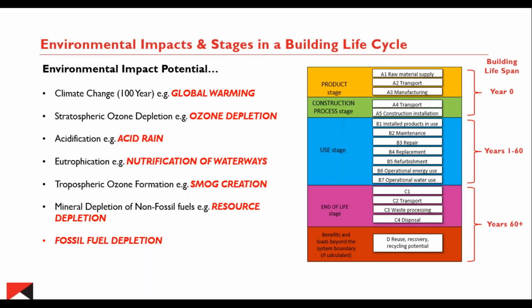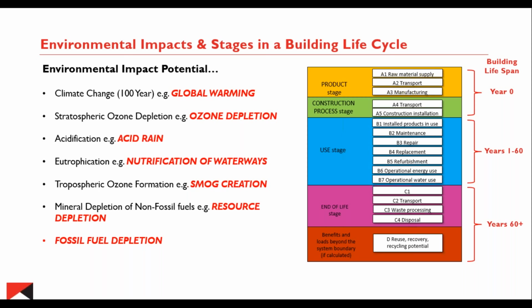The product stage at the top covers the materials extracted and manufactured that are used in a building. The construction process stage focuses on transport of materials from manufacturers to a construction site and the construction process itself. It also includes manufacture of materials that become waste during construction and their associated end of life. The use stage in blue is divided into 7 modules, the most important of which is the operational energy use.